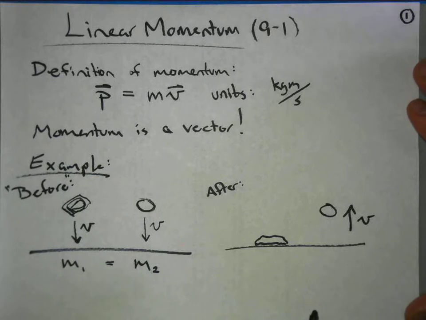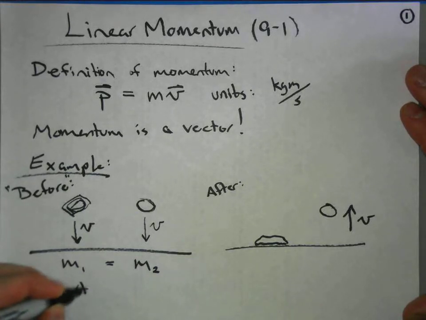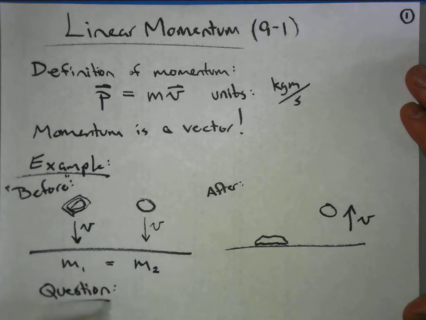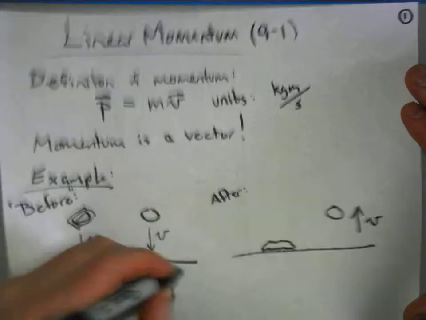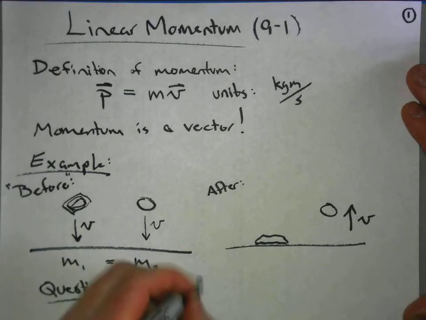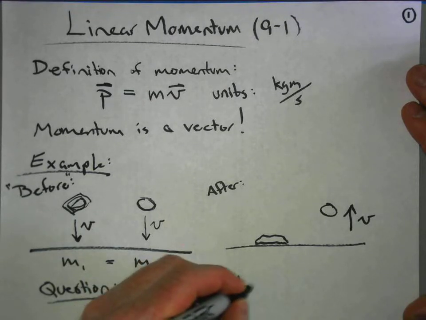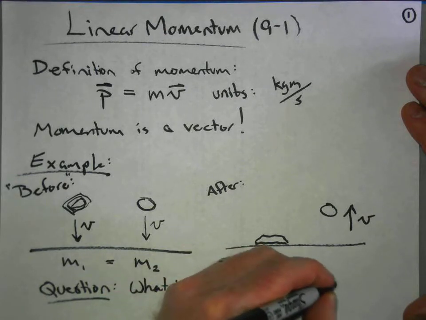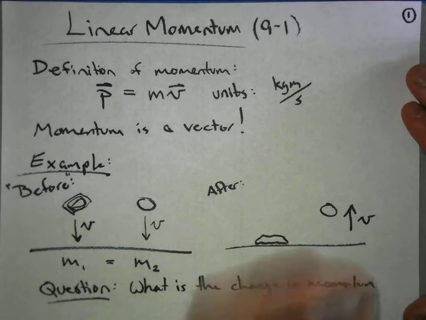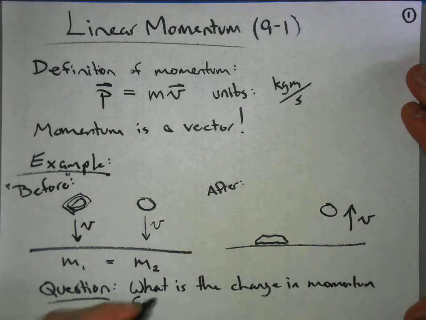So here's our question. What is the change in momentum for each object? Write this down for clarity. What is the change in momentum for each object?